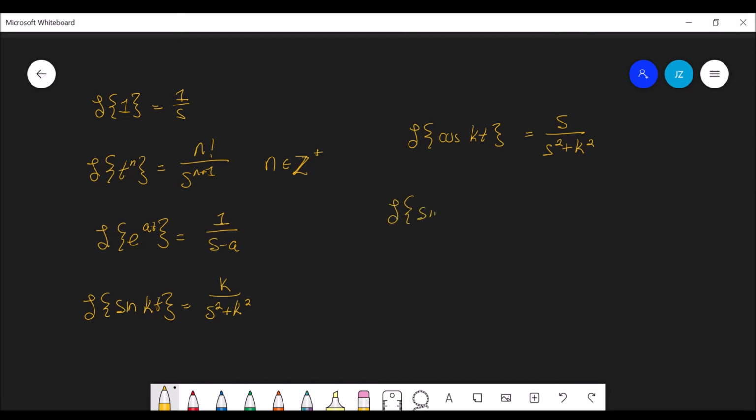Laplace transform of the hyperbolic sine of kt is k over s squared minus k squared. And the Laplace transform of the hyperbolic cosine of kt is s over s squared minus k squared.